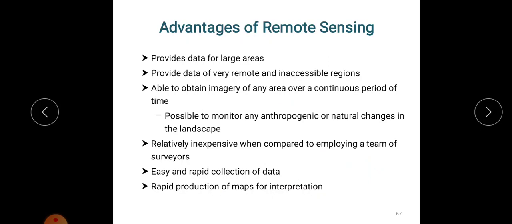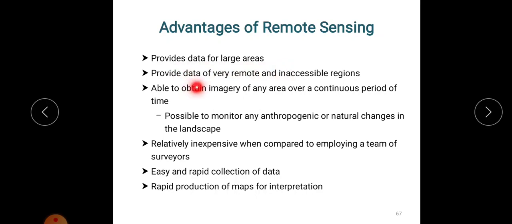Next, we can look through the advantages of remote sensing. So what are the advantages? First one, it provides data for large area. Since the sensors are located at the top of the system, we can take data for a large area. Since we are taking the images from a long distance from the Earth's surface, we can cover a large area. That is, the coverage of this remote sensing system is very high compared to our camera system. So it provides data for large area.